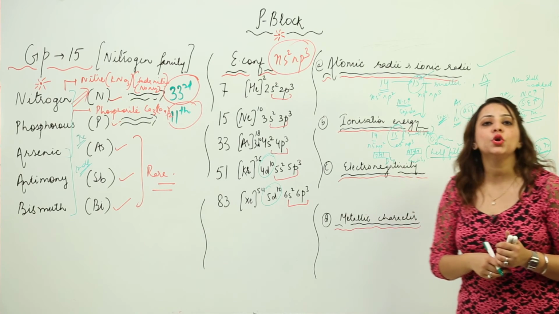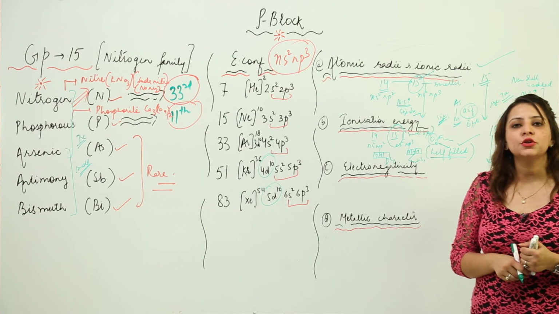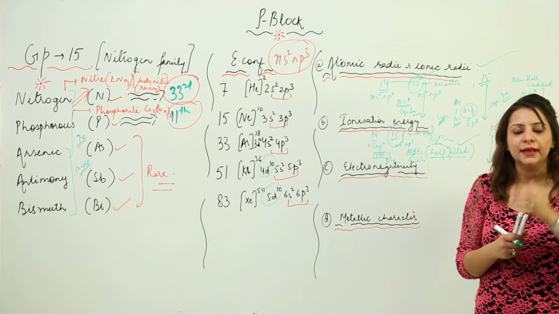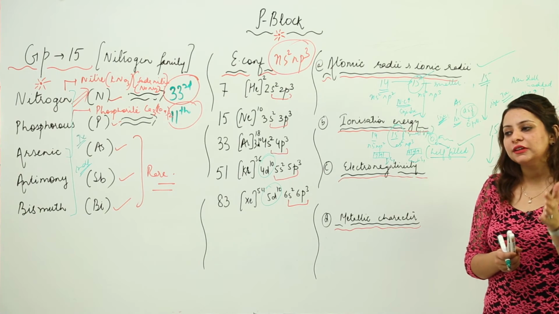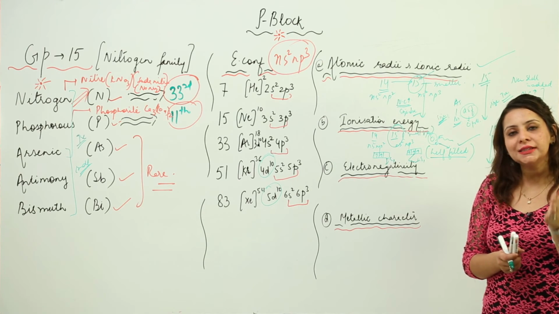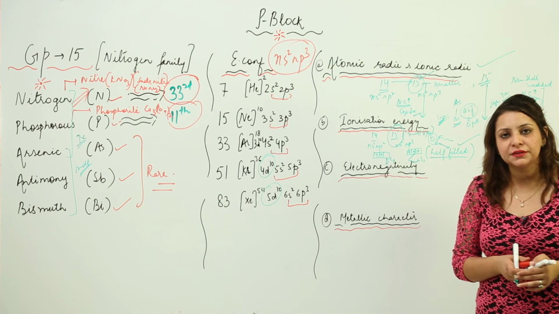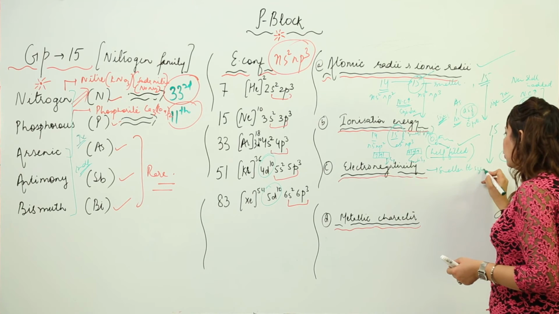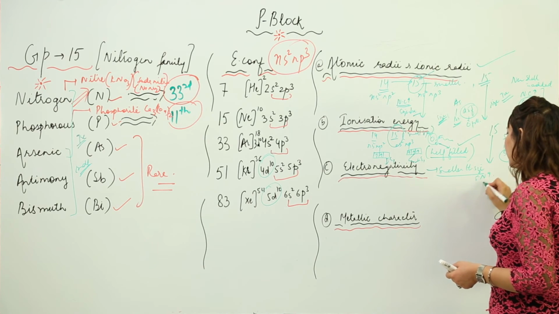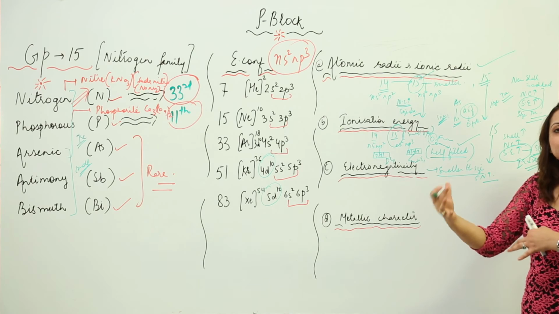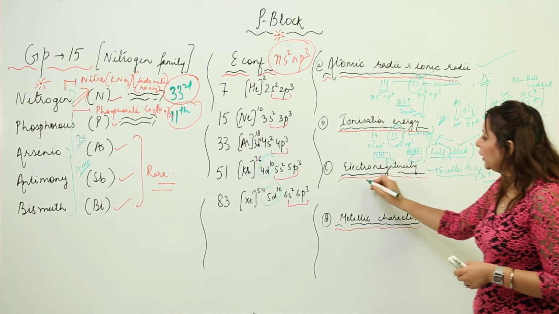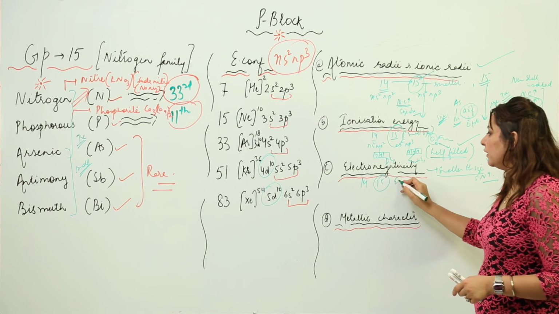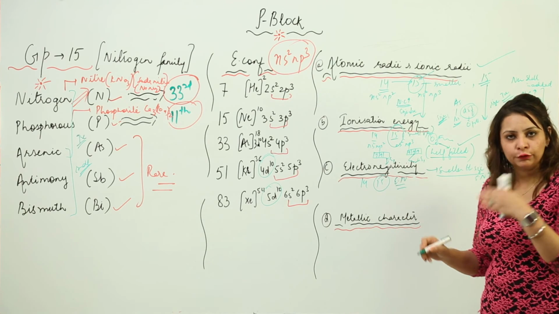Third, we have electronegativity. As you all know, electronegativity means the tendency to attract the shared pair of electrons more towards itself. If I ask you what are the factors on which electronegativity depends, you know that the smaller the size, the more is the electronegativity, which means more power to attract the shared pair. So if we compare groups 14 and 15, group 15 ones are smaller in size, so they will be more electronegative than the group 14 members.